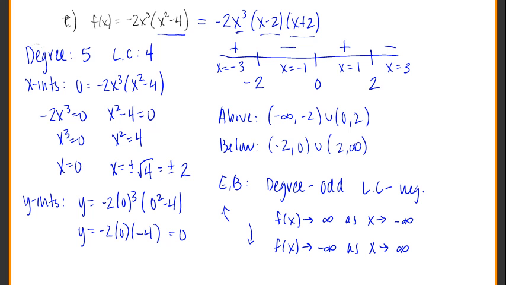Our y-intercept is found when we plug in 0 for x, and by putting a 0 in for that front x cubed, 0 times anything is going to wipe it all away and give us a y-intercept of 0.